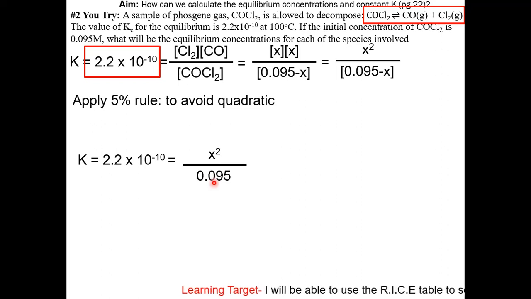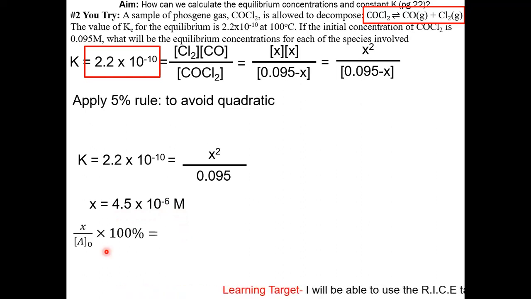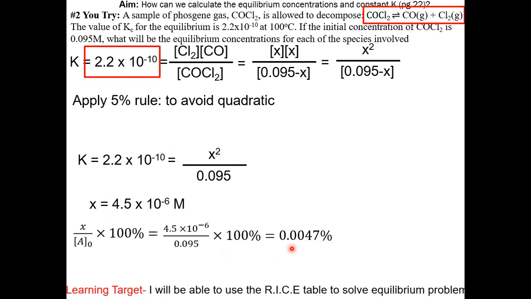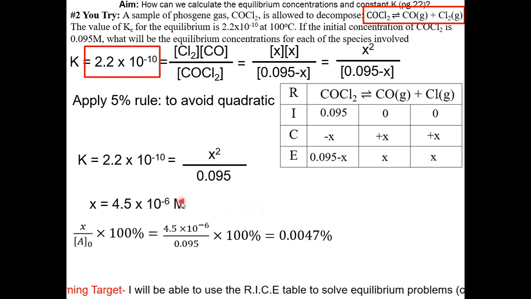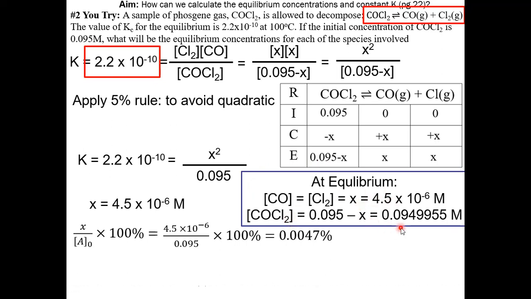Next, we cross multiply and solve for x. We get x as 4.5 times 10 to the minus 6. To double check if we can use this 5% rule approximation, we plug it into this equation, x over the initial concentration times 100%. Since it's less than 5%, we can use this approximation. Once we get the value of x, we can plug it into the equilibrium concentration to get the concentration of each substance at equilibrium. For the last scenario, we'll be finding the value of the K constant.